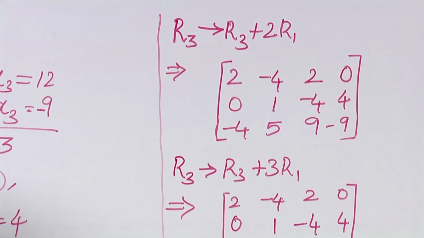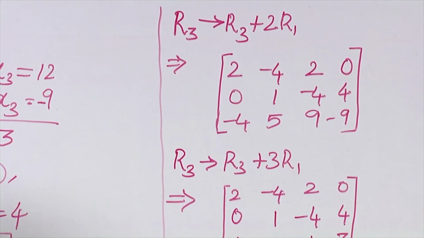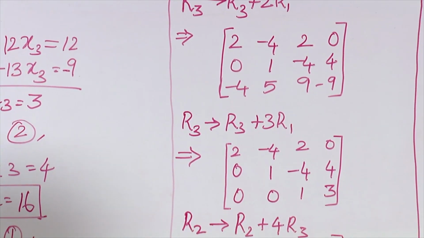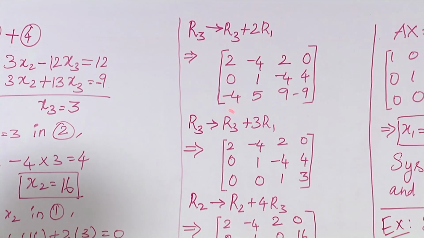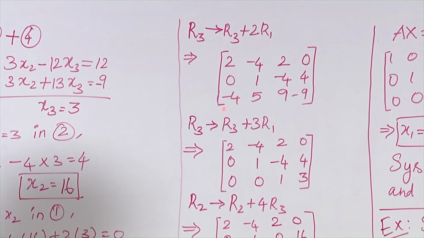So here I have -4 plus 2 times the first entry of R1, and that will give me a 0 here. This same matrix is repeated here, but what I am going to do is add 2 R1.